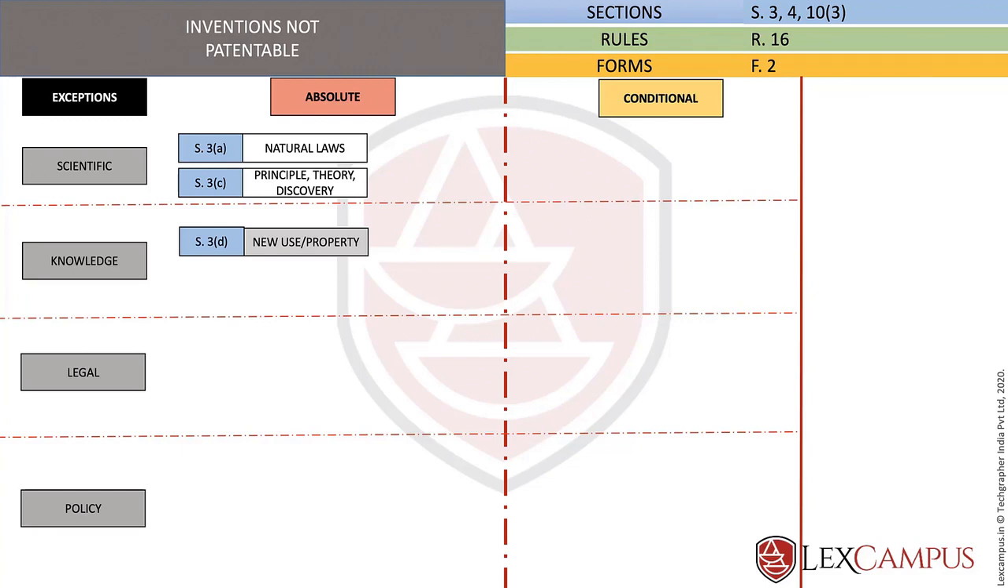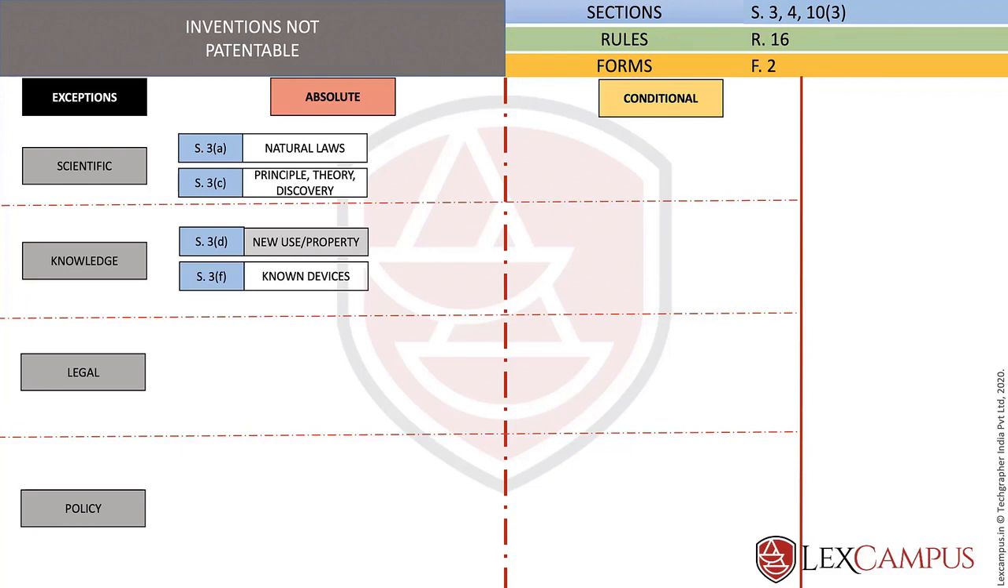So, a new use or a new property, regardless of whether you can demonstrate efficacy, you can demonstrate anything, use of a new reactant, still it's a complete bar. So understand that this is the second part of section 3D, and a new use or a new property is a complete bar. It cannot get over the objection.